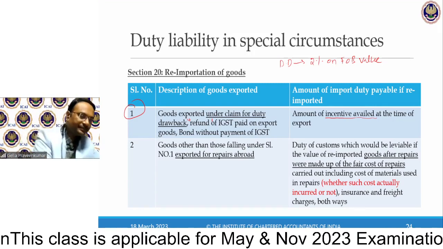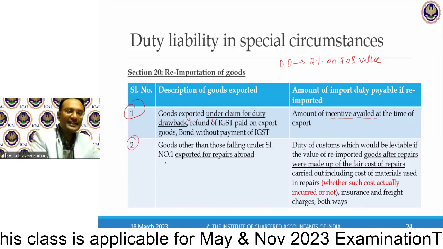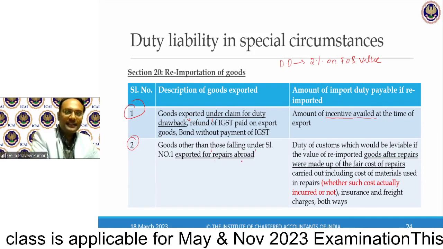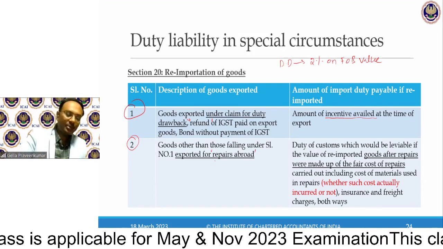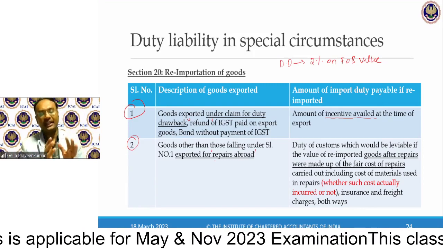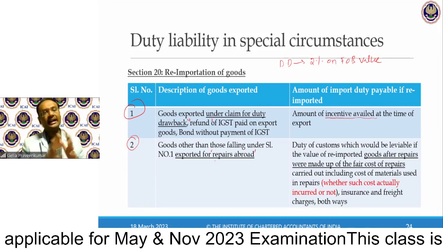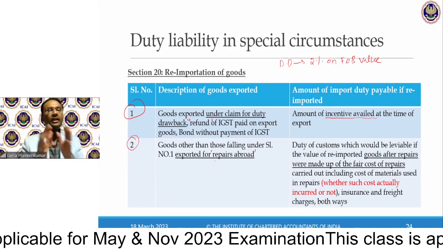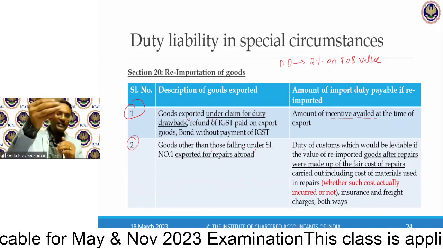This is your point number 1. Point number 2, where goods exported is other than serial number 1, which is meant for repairs abroad. Now, this is an example where, for a moment, let's assume that I have imported a particular machinery from Toshiba, Japan. This machinery has some malfunction where I have to send back this machinery or a component of machinery to Japan. Now, this is a case where I export and re-import.